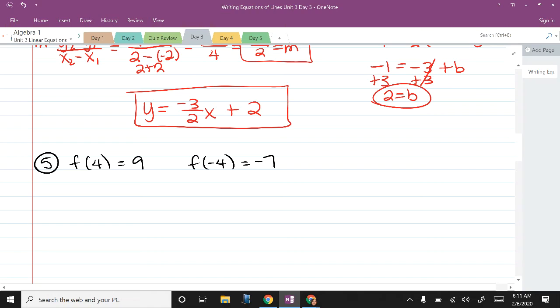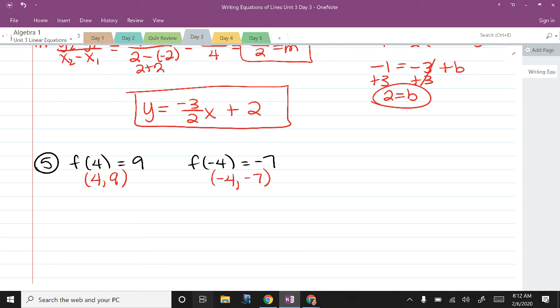So what's this ordered pair? What's the x value? 4. X value is always in the parentheses, right? And what's the y value? 9. And y'all, hint, they go in order. The first number is your x, the second number is your y. So all you have to do is change them to ordered pairs. 4, 9. And what's the other ordered pair? -4, -7. So if they give you function values, don't freak out. Just change them to ordered pairs, okay?